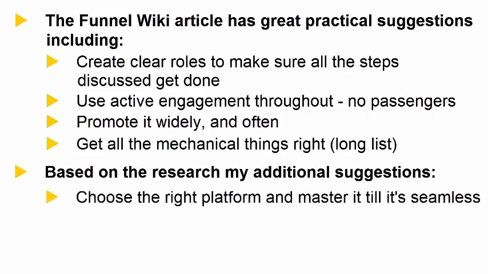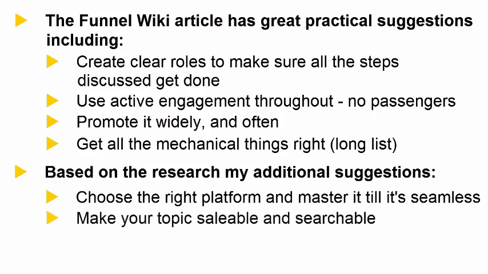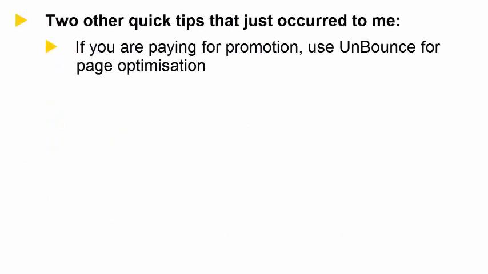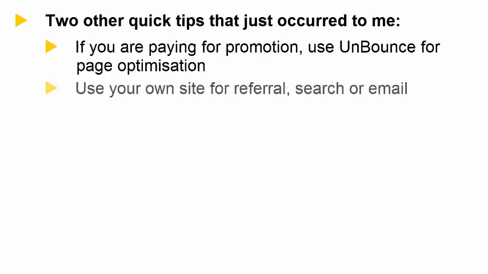Choose the right platform and master it until it's seamless. Make your topic saleable and searchable, and track everything and learn from each webinar. But there are 2 other quick tips that just occurred to me as I was summarising this. If you're paying for promotion, use UnBounce for page optimisation, and otherwise do all of the promotion to your own website, whether it's referral, search or email or some other tactic. Have them go to your own site. You want to keep them on your site.